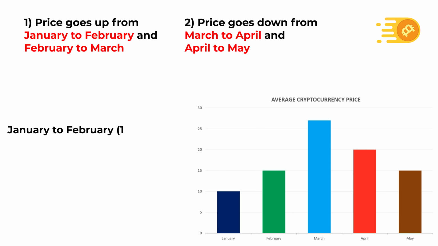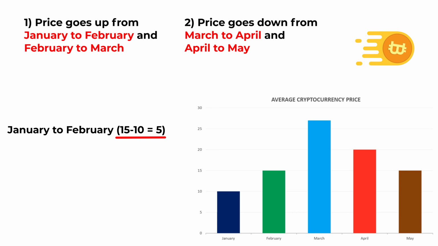Between January and February, price went up from $10 to $15. So the difference is 15 minus 10 equals 5. Between February and March, price went up from $15 to $27. So the price increase is calculated by subtracting 15 from 27, and the result is 12. Let's calculate the percentage increase.